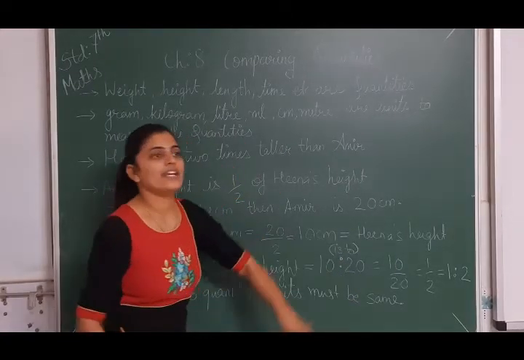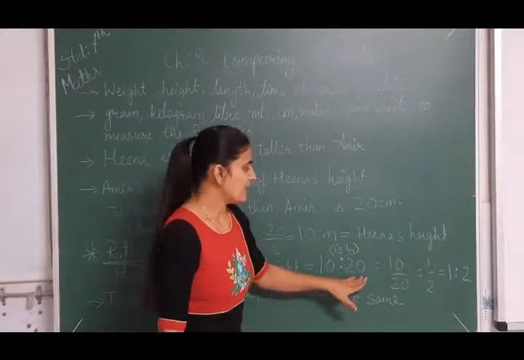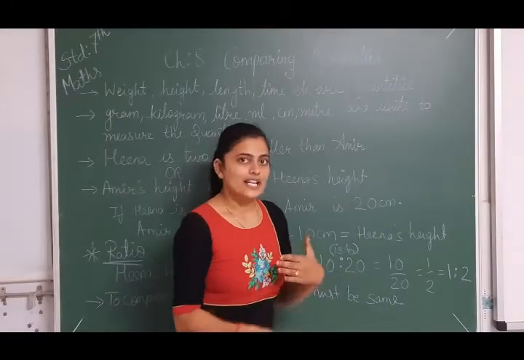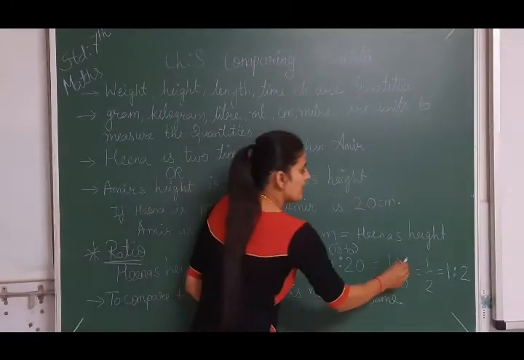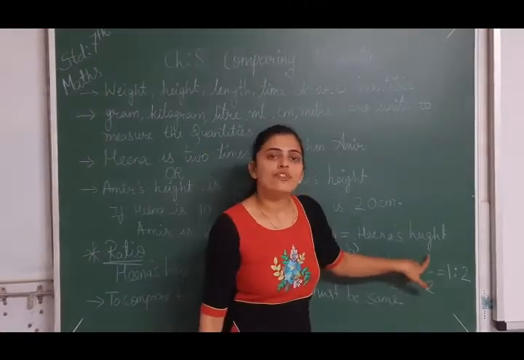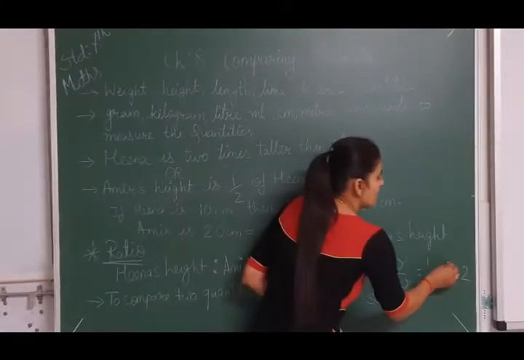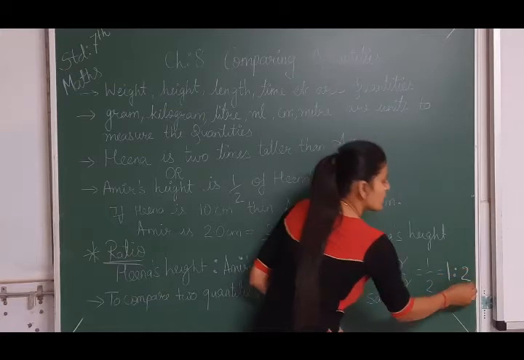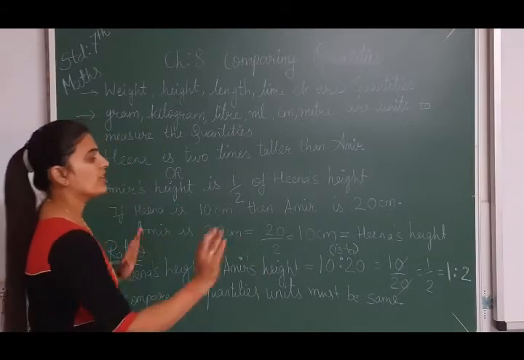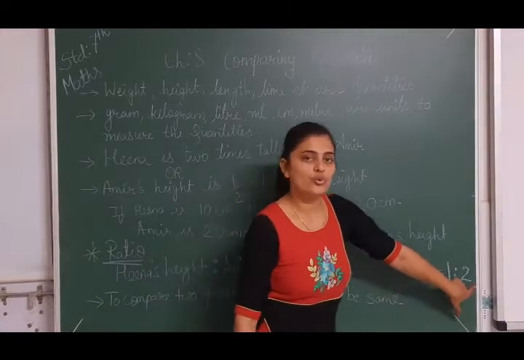Now 10 is to 20 can be written in the fraction form. So 10 is the numerator, 20 is the denominator. So 10 by 20. Now you can cancel this out to the reduced form. The zeros cancel out. So the remaining is 1 by 2. So it will be equal to 1 by 2. Now 1 by 2 can again be written in the ratio form. It will be 1 is to 2. So what is the ratio of Amir's height and Hina's height? The ratio is equal to 1 is to 2.